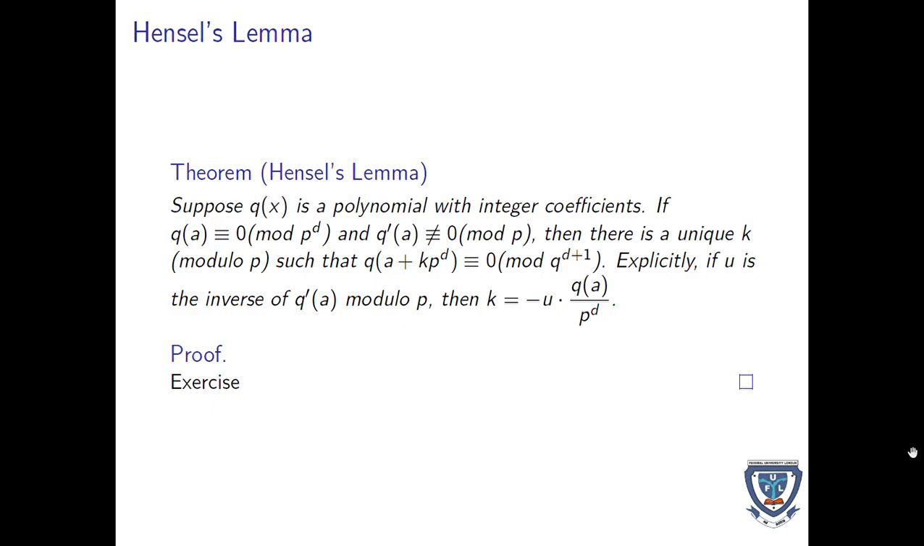We begin with our theorem, which states: suppose Q(x) is a polynomial with integer coefficients. If Q(a) is 0 and Q prime at a is not 0, then there is a unique solution k. Explicitly, if u is the inverse of the derivative at a modulo p, then k will be equal to minus u times Q(a) over p^d. The proof of this lemma is left as an easy exercise.